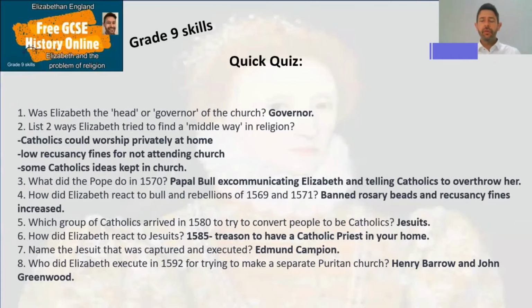And they would caution Elizabeth about her treatment of Puritans, but they've gone. So now she's being a bit stricter. And a separate Puritan church is a great threat to Elizabeth's religious policy, so they're obviously executed.